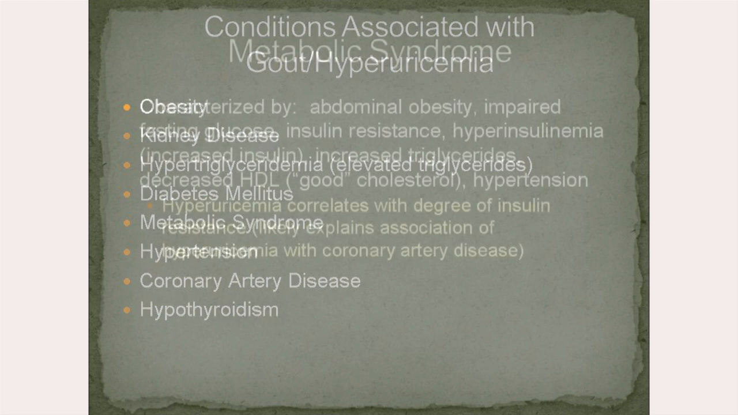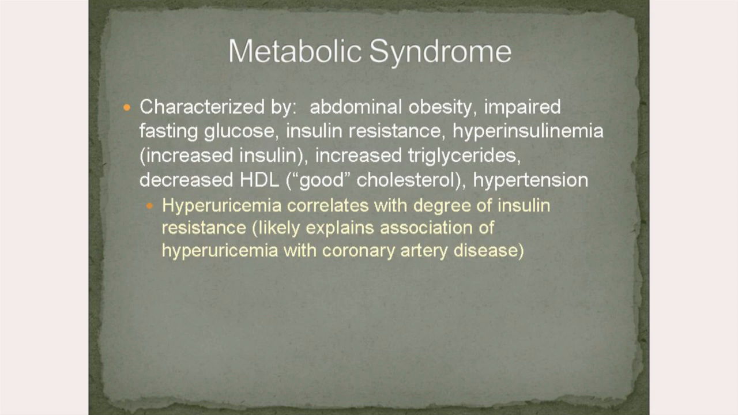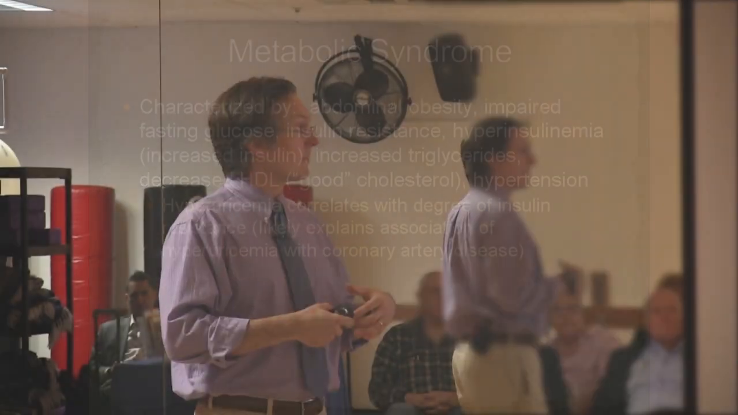Metabolic syndrome, again, is considered sort of an early process of developing diabetes. It's characterized by abdominal obesity, also known as truncal obesity, impaired fasting glucose, insulin resistance, elevated insulin levels, high triglycerides, low HDL, which is the good cholesterol, and high blood pressure. The link they find between gout and metabolic syndrome is that the hyperuricemia, or elevated uric acid level, tends to correlate with the degree of insulin resistance. People who are insulin resistant, meaning they have metabolic syndrome, aren't able to process sugars as well. Those people also tend to have high uric acid levels, and whether that's because they're maybe eating too much and taking in too many of the foods that can lead to gout and high uric acid is not clear. But there is an association between high uric acid and metabolic syndrome.